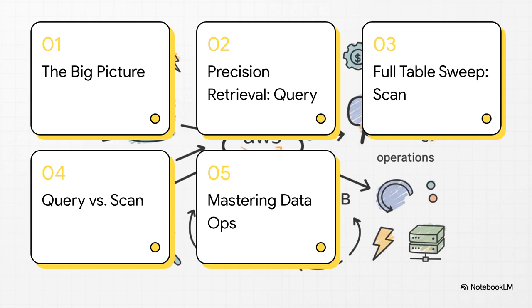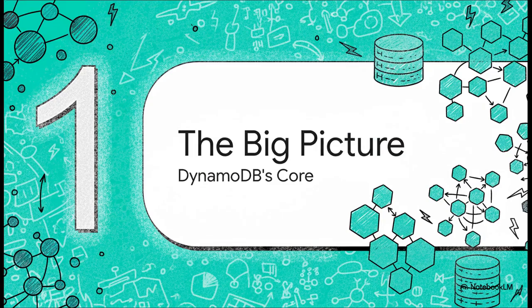First, we'll get the big picture of what makes DynamoDB tick. Then, we're diving deep into the two main ways you get data out, the query and the scan. After that, we'll put them head-to-head to see when you'd use each one. And finally, we'll wrap up with the essential toolkit for actually manipulating your data. Okay, let's jump right in.